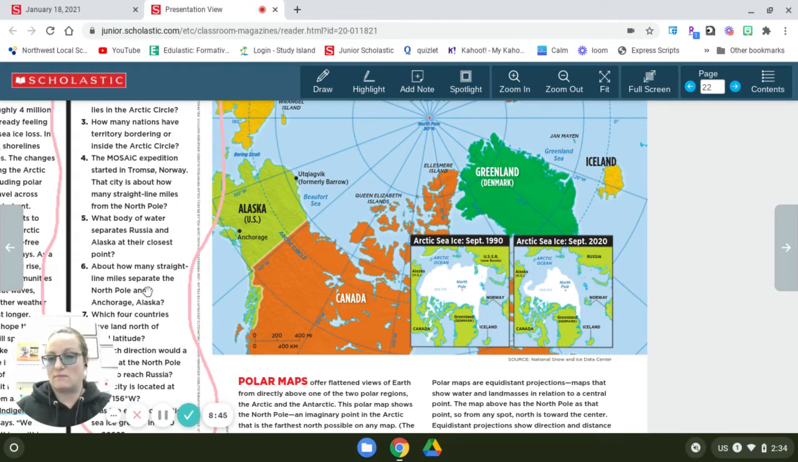It says, about how many straight line miles separate the North Pole and Anchorage, Alaska? Okay, so we're going from the North Pole to Anchorage, Alaska. And you do the same thing. You might want to put your corner of your paper here. I'm right-handed, so I like to do it that way. Put it on Anchorage, line it up to the North Pole, put a little mark on your paper, and then see how many 400s you get out of it. You'll be adding those up, and then however many pieces together. So how many straight line miles from Anchorage to the North Pole?